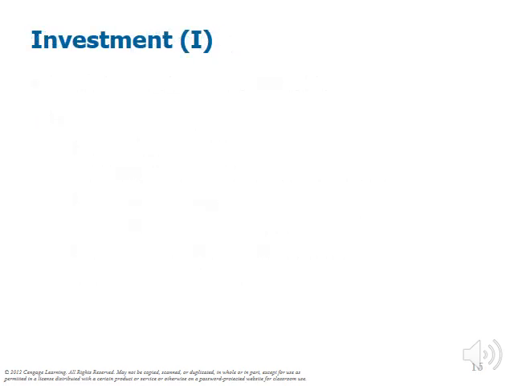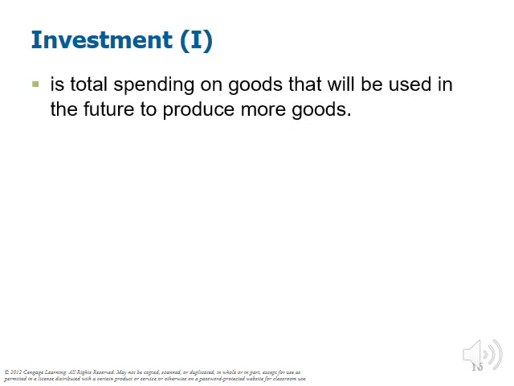Business investment, I. Investment is total spending on goods that will be used in the future to produce more goods. Included in investment expenditure is capital equipment. These are the machines and tools that are used to produce and sell in a business. Structures, factories, office buildings, and houses. Inventories, goods produced but not yet sold.